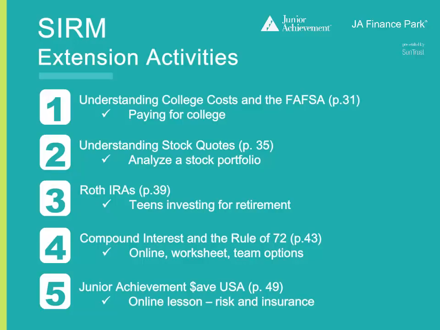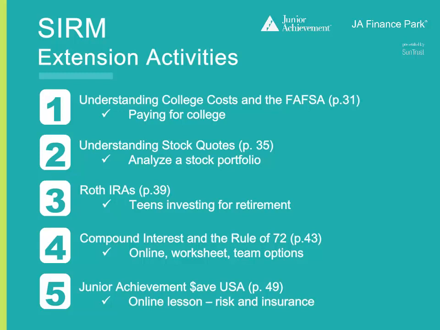These are the extension activities for Unit 2. In Extension 1, students explore FAFSA and find out how it can help with college cost. In Extension 2, students learn about stock quotes and use a sample stock quote to analyze a stock portfolio. In Extension 3, students learn about saving for retirement and what a Roth IRA is. They then look at different workers' scenarios and decide if it would be a good idea for that person to start saving with a Roth IRA.